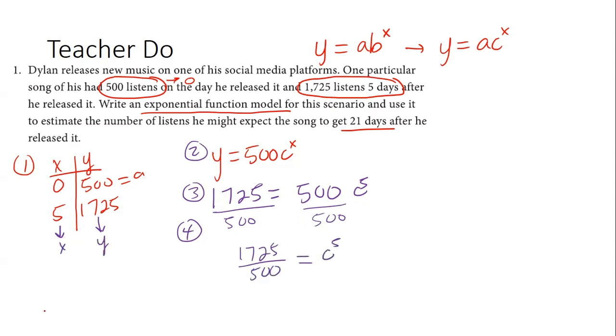Now, is my c by itself yet? No. How do you get rid of a power? So if it was a 2, we would take the square root, right? But is this a 2? No. So we're actually taking the 5th root. Whatever the power is, that's the root you're taking. So we're taking the 5th root. Does that make sense? Okay.